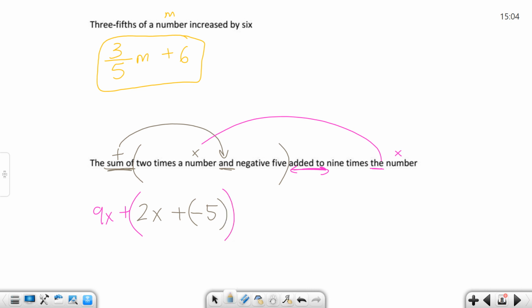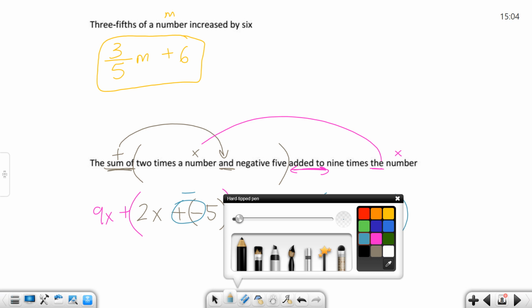So here, we're going to say, hey, wait a minute. What does plus or minus really mean? That really means a negative, okay? So this right here really means a negative. So I'm going to come over here when I simplify and say 9x plus, and if I'm going to leave it in parentheses, 2x minus 5.